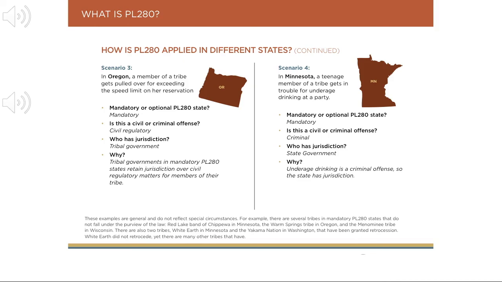Scenario 4. In Minnesota, a teenage member of a tribe gets in trouble for underage drinking at a party. Minnesota is a mandatory PL280 state, and underage drinking is a criminal offense. Thus, the state has jurisdiction.